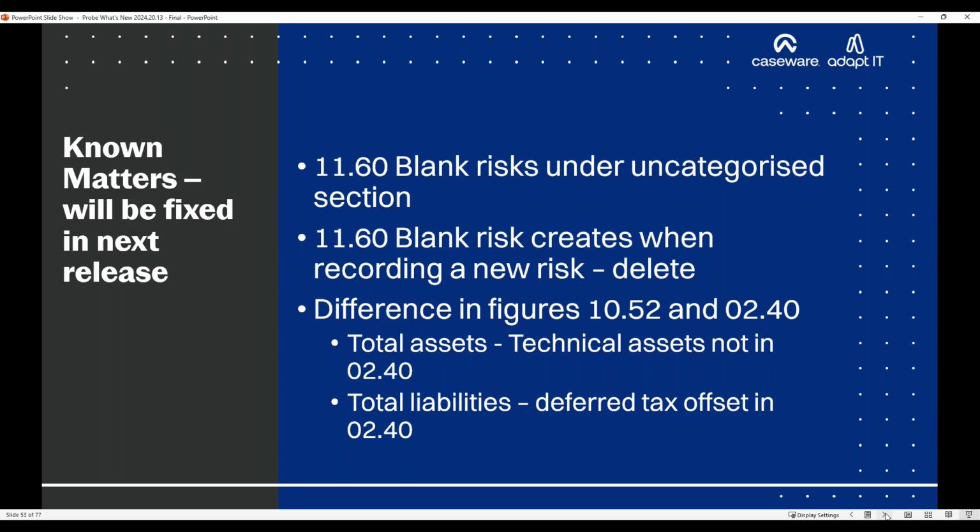And then just to note, there's a difference in the figures, the amounts between 1052 and 0240. Specifically there, the total assets balance has a difference, and that's because the technical assets is not included in the balance of 0240. For total liabilities, there's a deferred tax that's offset in 0240. That's not offset in 1052. So just be aware of those. Again, they will be fixed in the next release.